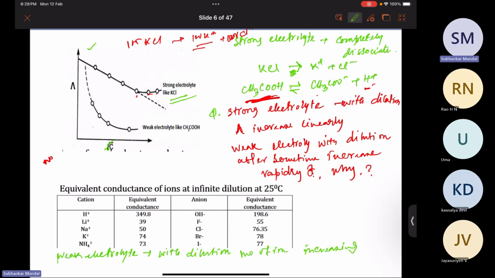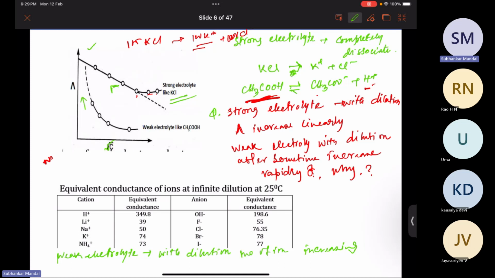So the number of ions increasing is one factor. Along with that, the electrostatic interaction between positive and negative ions is decreasing, so they can move fast. So for this, it is rapidly increasing. If dissociation is happening, then it may not increase rapidly; it may show some other kind of behavior.